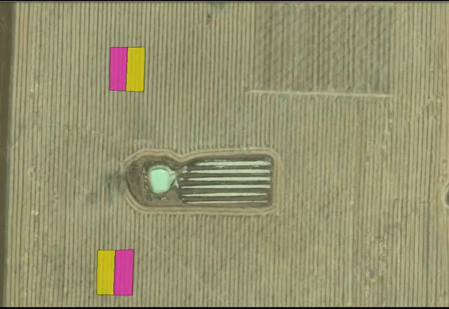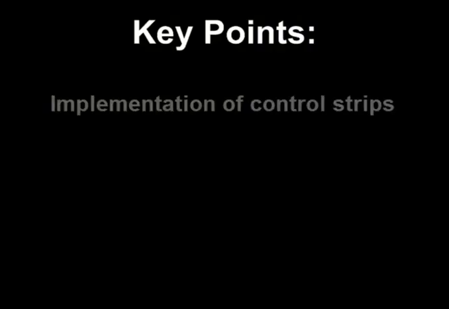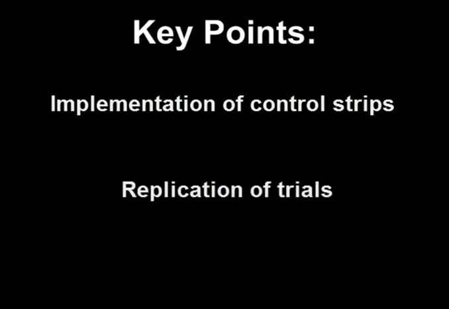Regardless of the trial design you implement on your farm trials, there are a few key points. Firstly, the implementation of control strips enables any site trends to be monitored and not distort your trial results. Secondly, if possible, repeat the trial in other parts of the paddock. In terms of data extraction, we'll look at that in another YouTube.